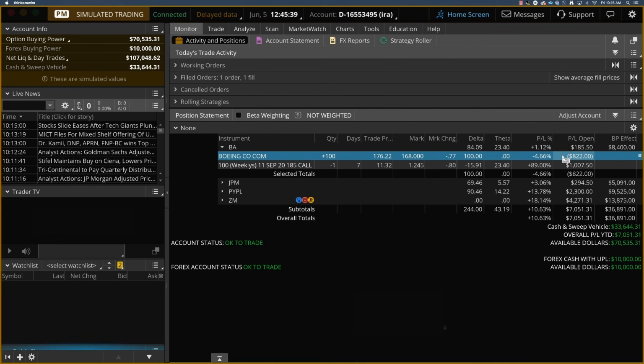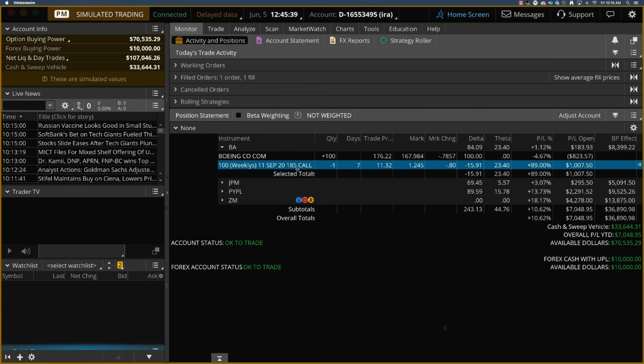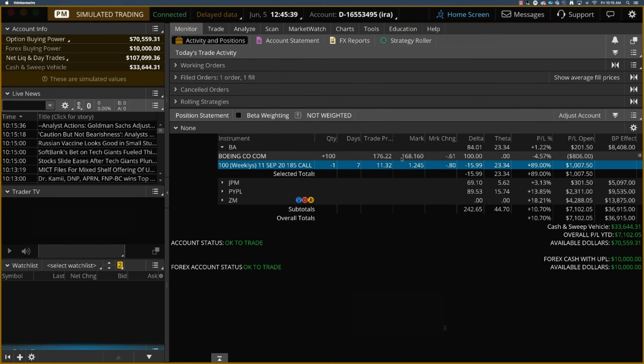Well, if the investor maybe thought that the stock might not close above the strike price and they decided to sell a covered call, in this case, that's what the paper money account did. The investor sold the 11th of September, the 185 call. We know we sold it because it says -1. And what you'll notice is that there are 7 days left to expiration. Now, what I want you to recognize is, what is the strike price? Well, it's 185. What is the current stock price?